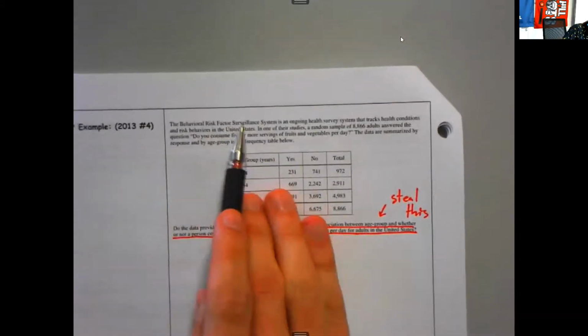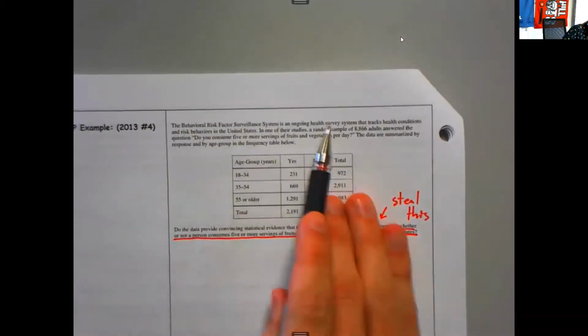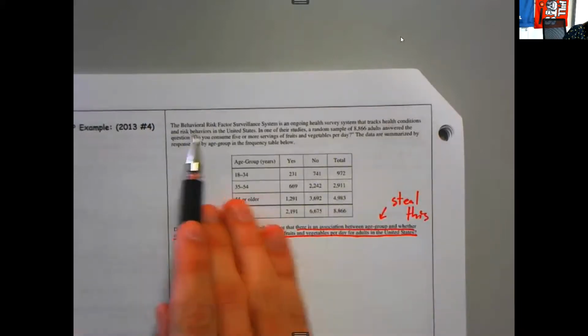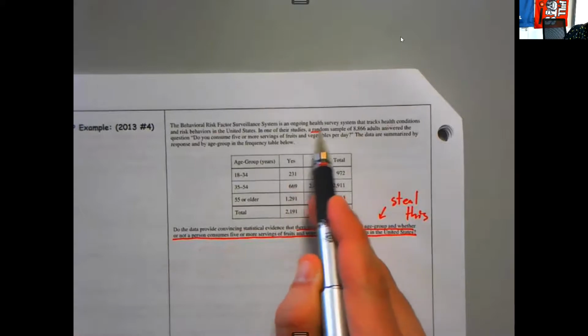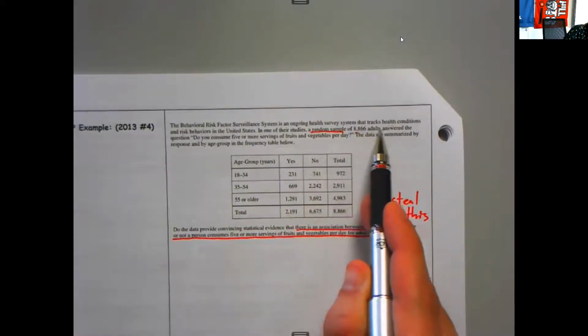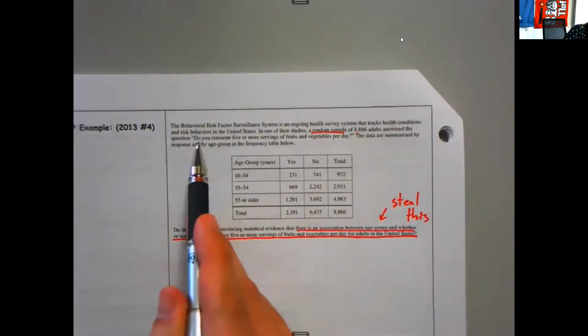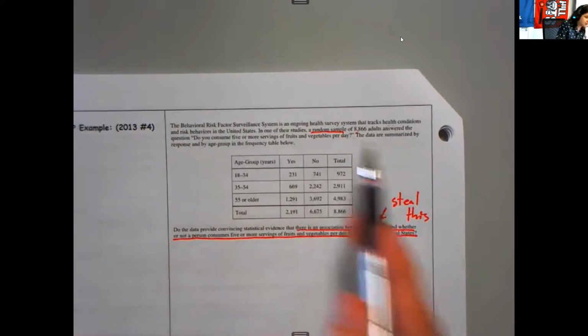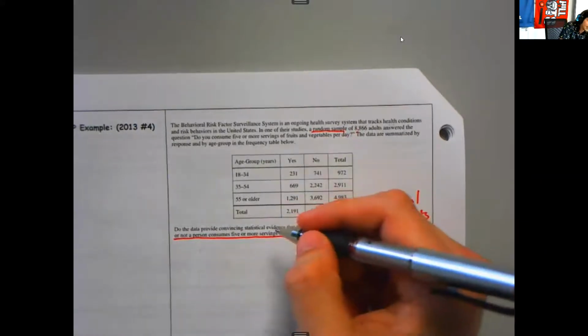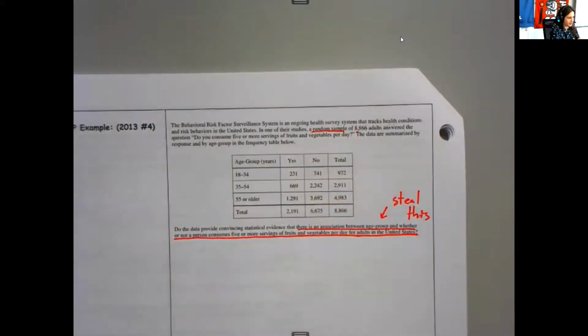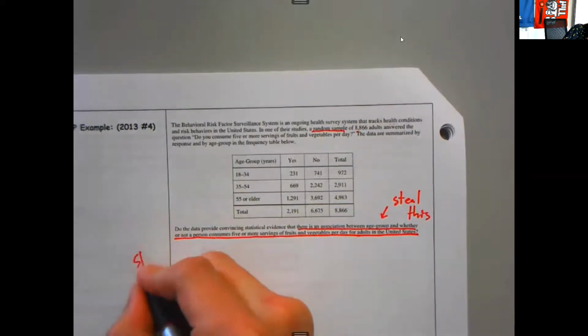The Behavioral Risk Factor Surveillance System is an ongoing health survey system that tracks health conditions and risk behaviors in the U.S. One of their studies, a random sample, so I'm going to underline that, of 8866 U.S. adults answered the question, do you consume 5 or more servings of fruits and vegetables per day? Data are summarized by response and age group. So we've got 2 variables: age group and whether they eat their fruits and veggies. Okay, so our state step.